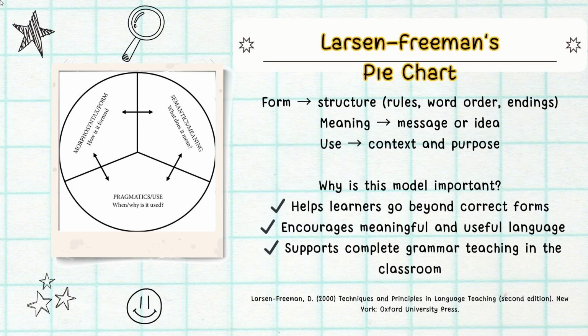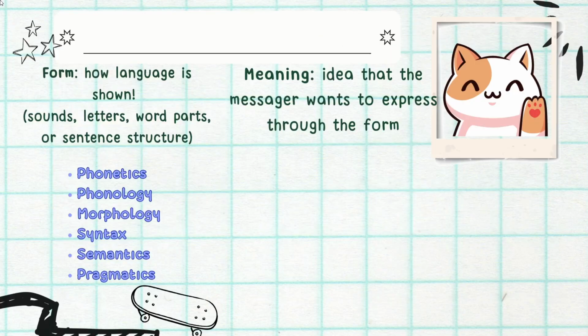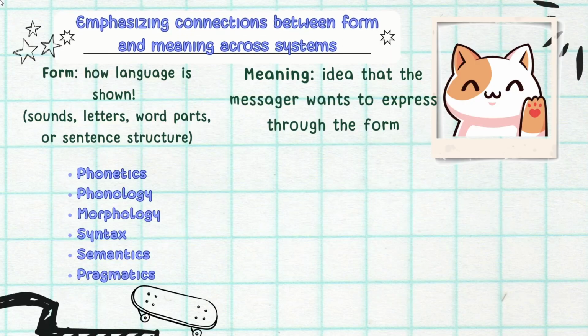So basically, this model can be helpful for teachers in education because it shows us that grammar teaching should be complete, and not only searching the correct way to use it, but also searching the meaningful and useful way so we can use these words correctly. So now we are going to emphasize the connections between form and meaning across all those systems we talked about.